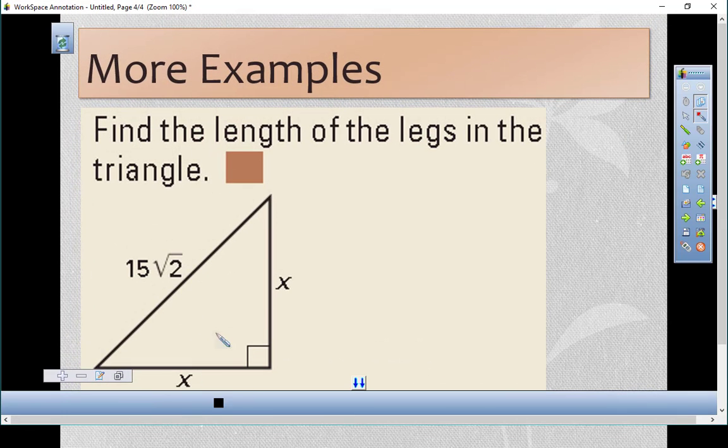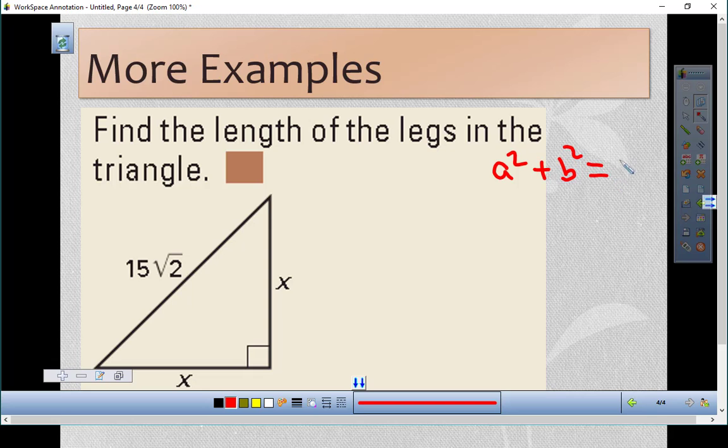Now, if you insist, if you have a right triangle, you could use the Pythagorean Theorem if you want. It's slower. You can do a squared plus b squared is equal to c squared. Well, this side is x, so we'd square that one, plus this side, which is x, and we square that one. And then we take c, which is equal to 15 square root 2, and we square that one.